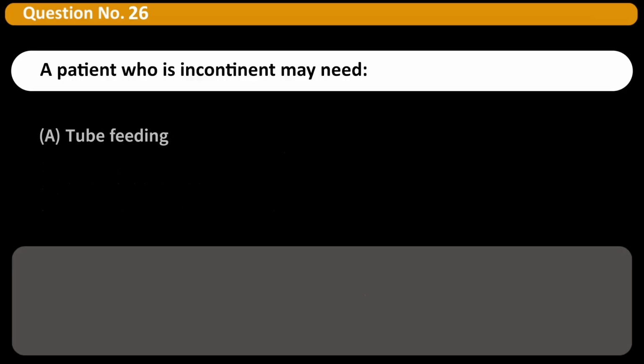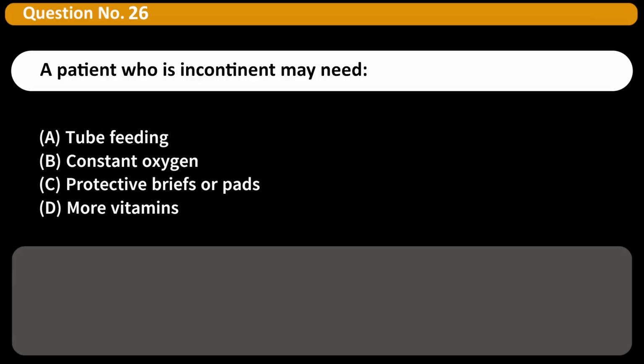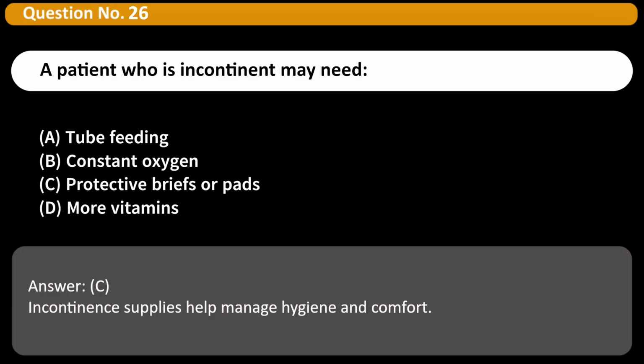A patient who is incontinent may need: A. Tube feeding. B. Constant oxygen. C. Protective briefs or pads. D. More vitamins. Answer C. Incontinence supplies help manage hygiene and comfort.